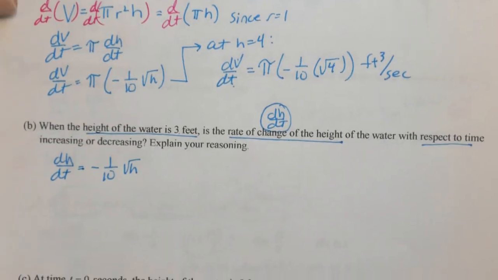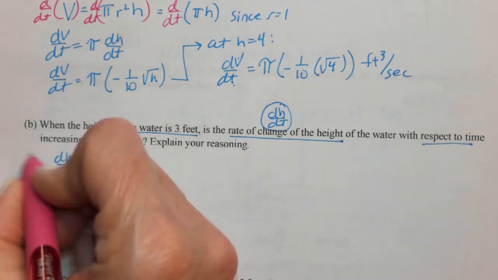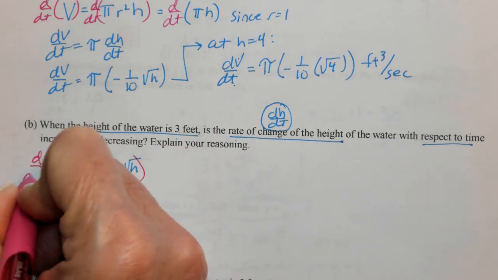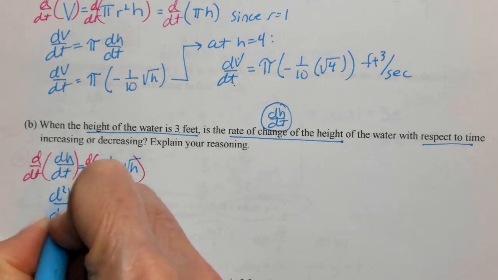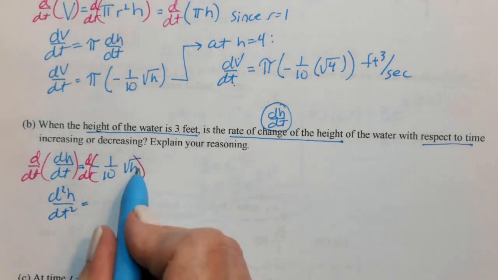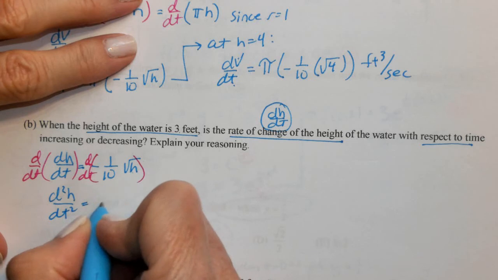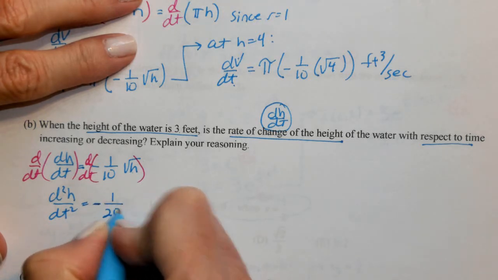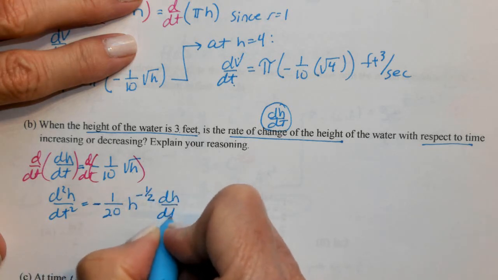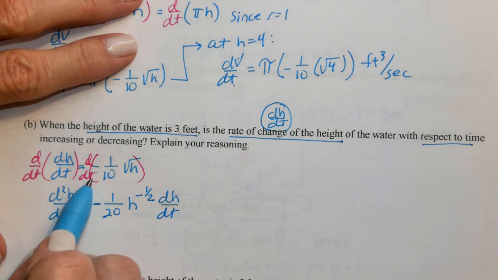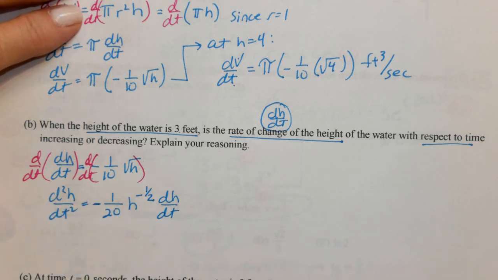We need to take the derivative of that to see if this is increasing or decreasing. So the derivative of this with respect to time will be the second derivative. Taking the derivative of this, which is h to the 1/2, we're using the power rule for derivatives. So we're going to have -1/20, h to the -1/2, dH/dt. Why dH/dt? Because we're taking this derivative with respect to t, not with respect to h. Okay, it's implicit differentiation.